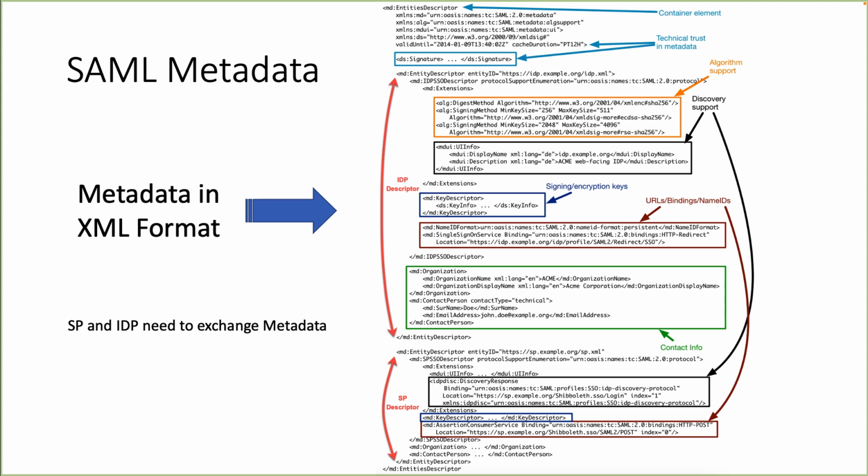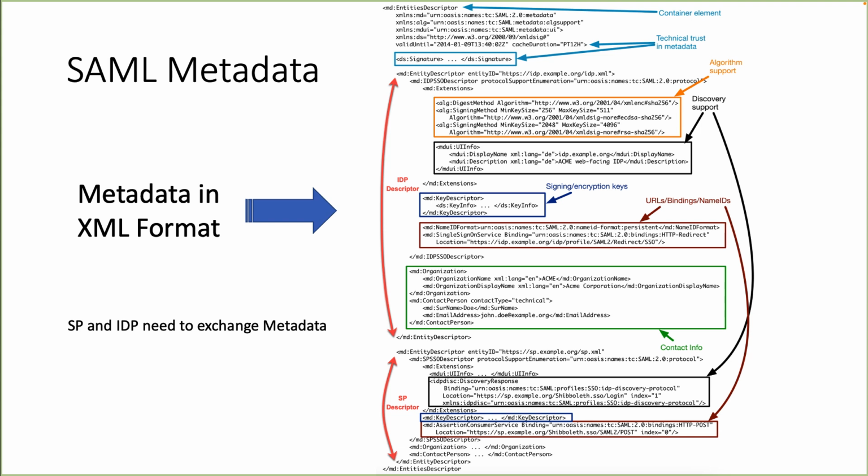So another important concept is metadata exchange. What does this mean? Suppose we have an IDP and SP. In order to start the workflow, they need to know each other beforehand, right? It cannot be that some random SP comes here, sends a request to the IDP, and the IDP accepts it. That's not secure.